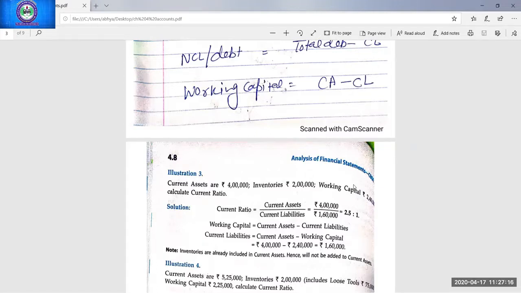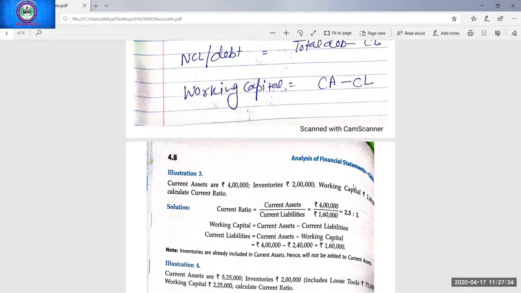Okay, up to 2 decimal places. Now example number 4, I am giving you just 2 minutes. Solve it fast. Example number 4, where current assets are given 5,25,000. Just give me the answer on private chat.